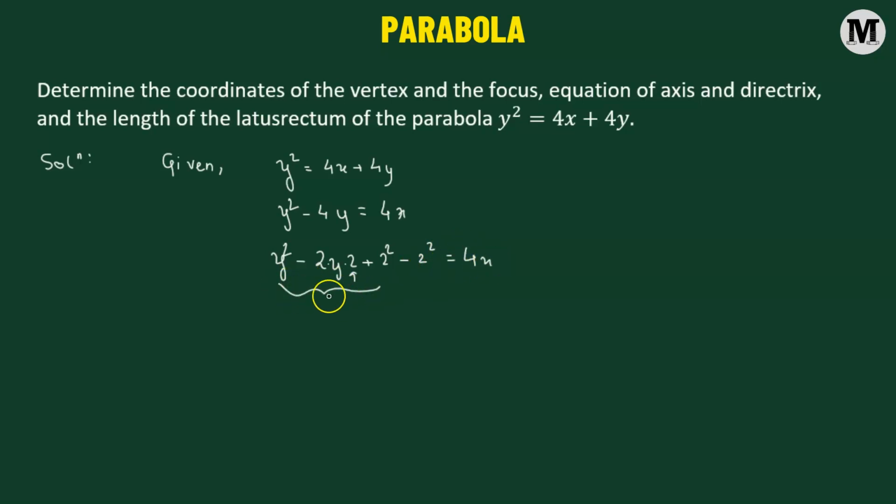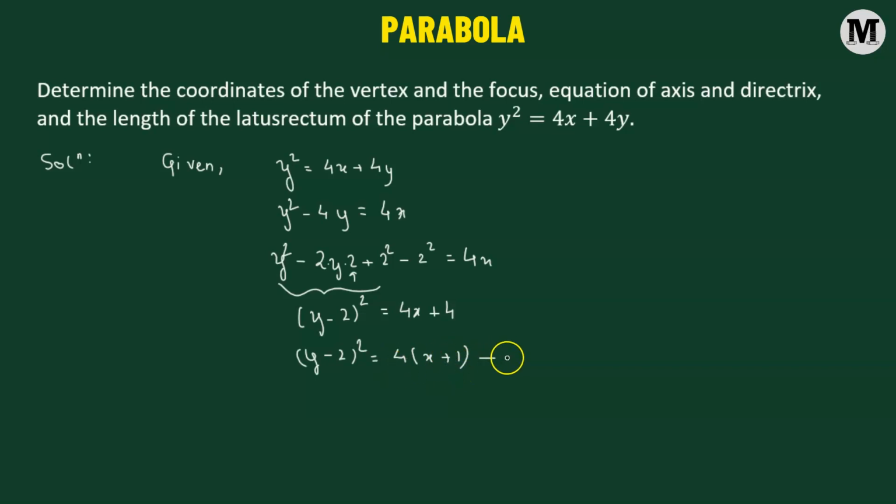Now in doing so, the first 3 terms are going to become y minus 2 whole squared. This will be equal to 4x. So we'll transpose negative 4 to the right hand side to get positive 4. So here we have y minus 2 whole squared equals 4 times x plus 1.